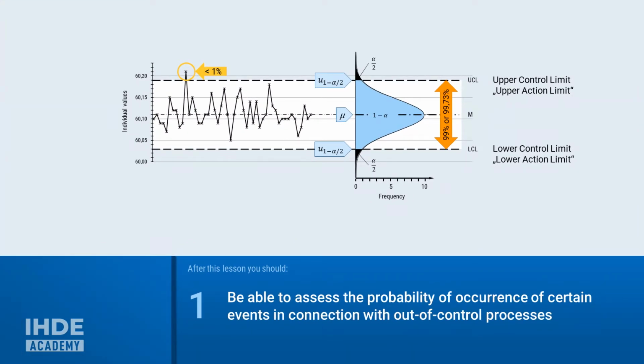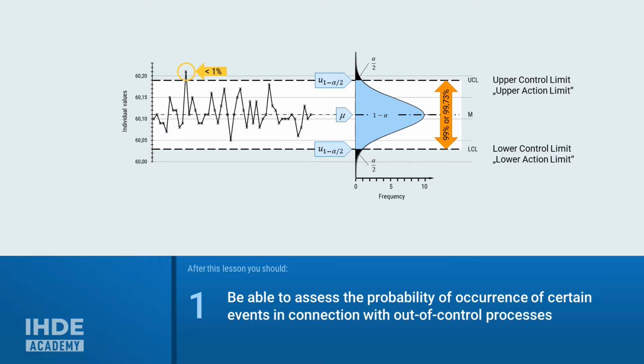And hello again to this lesson, which essentially has 3 learning objectives. What you see here is a value curve in a quality control chart with its lower and upper control limits. These are placed in such a way that the probability of exceeding these limits is less than 1%.